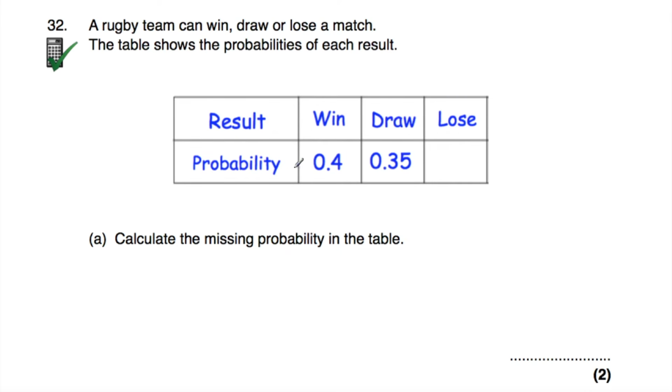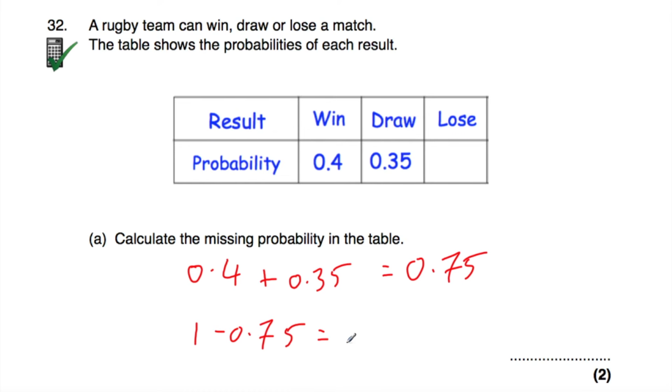Now these probabilities will have to add together to be 1 because the team can either win, draw or lose the match. Nothing else can happen. So if we do 0.4 plus 0.35, that's equal to 0.75. So that means the probability that the team win or draw is equal to 0.75. Then if we take that away from 1, we can find the probability of the team losing. So 1 take away 0.75 is equal to 0.25. So that means the probability that the team lose the match would be 0.25. That's the missing probability, 0.25.